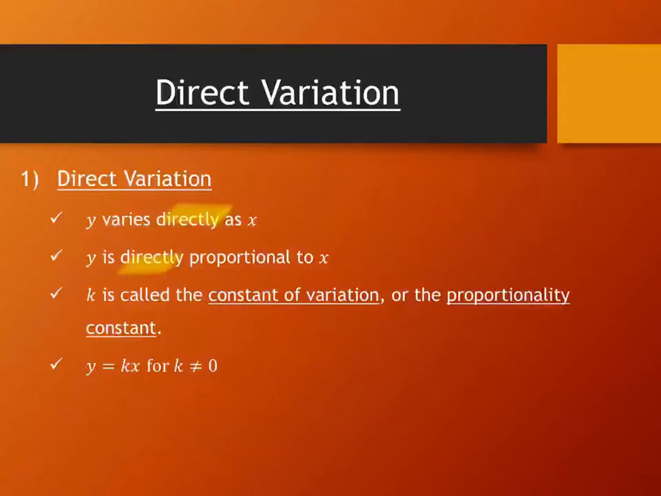The k value that I'm going to have in my equation below is called the constant of variation or the proportionality constant. So k is a constant, which means it's just a number. And the equation for direct variation is y equals kx. The only consideration is k is not 0.